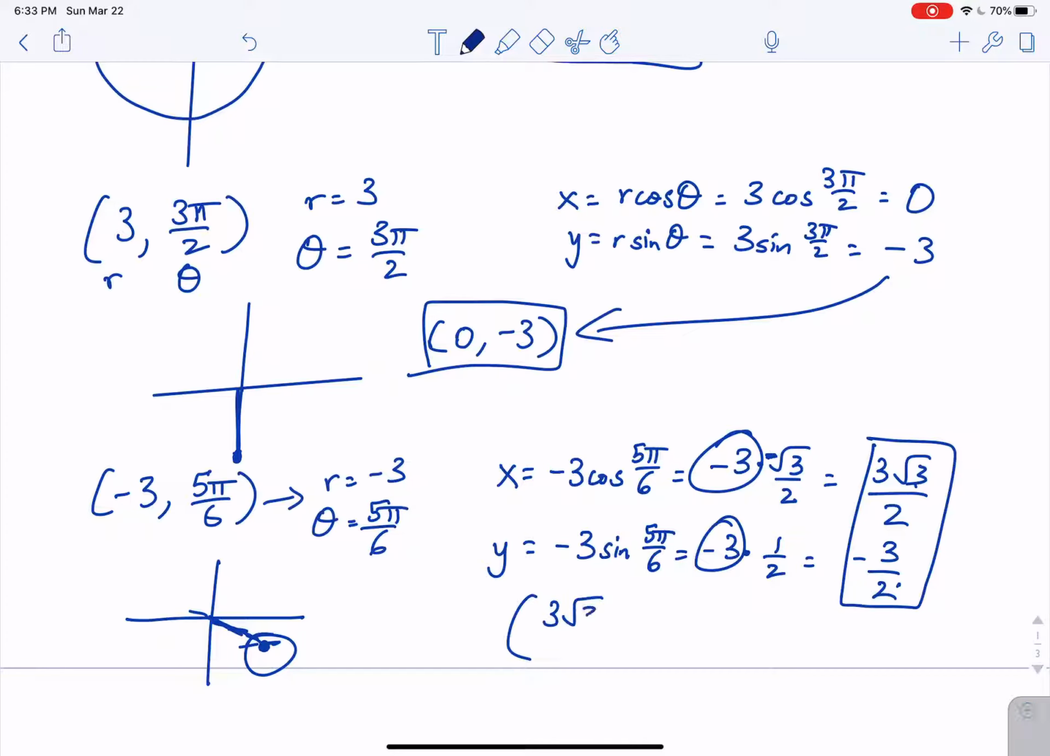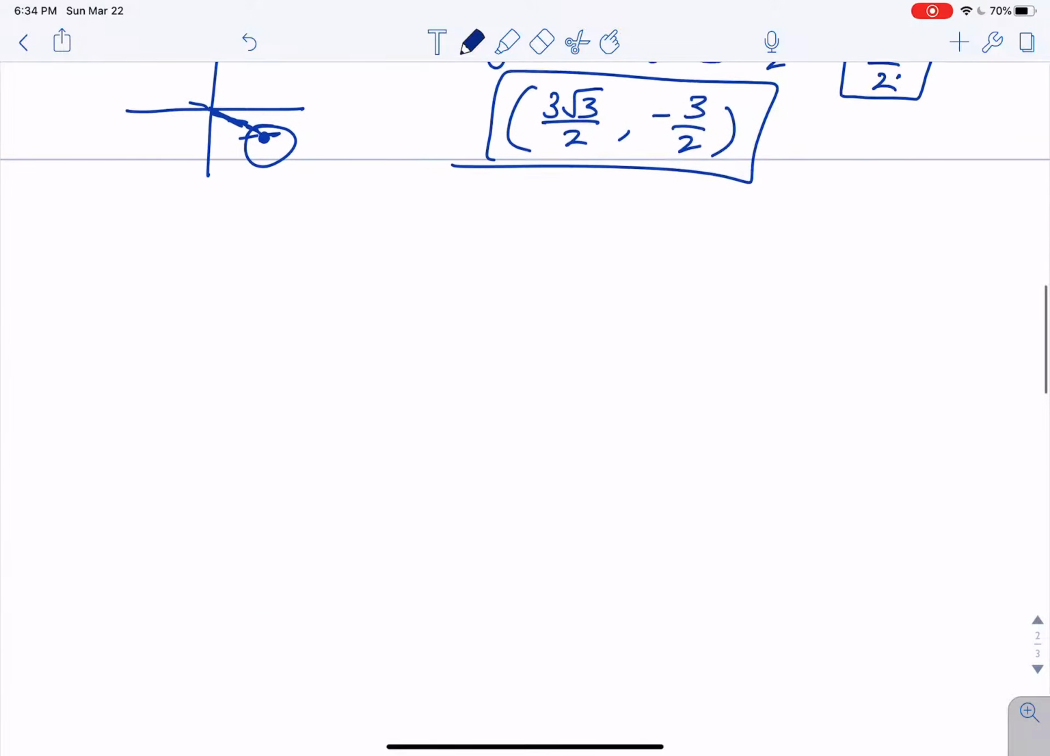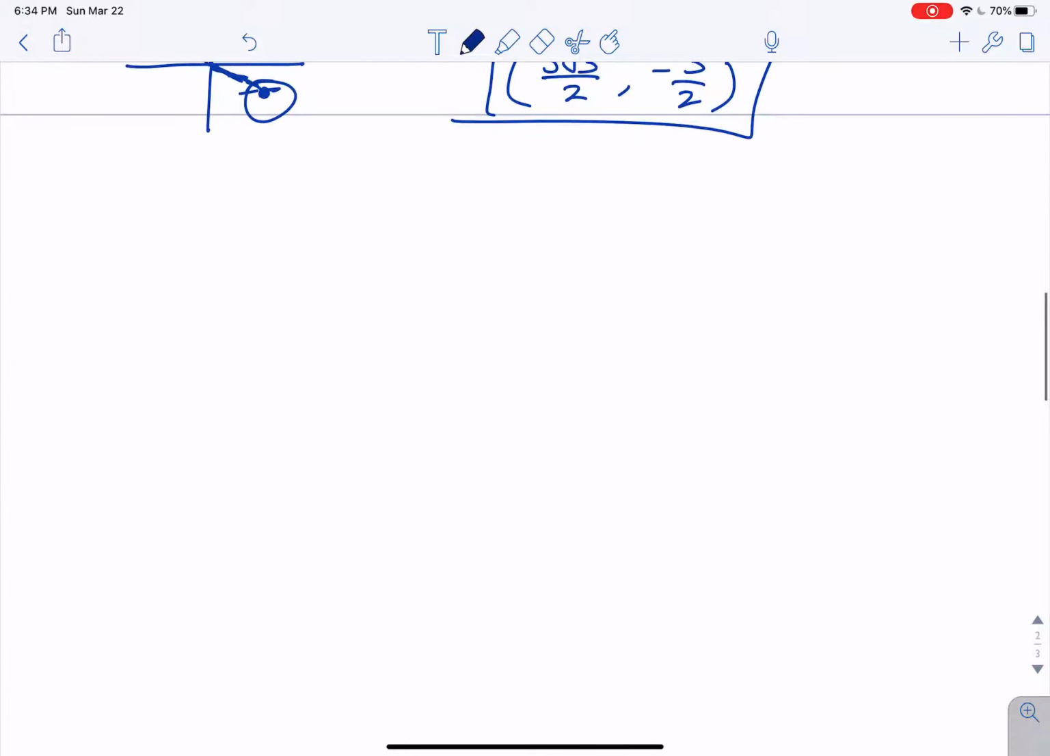So I can write my point down in x and y format. So those are conversions of points. Conversions of points should be fairly simple. What we're going to focus on now is converting between equations.